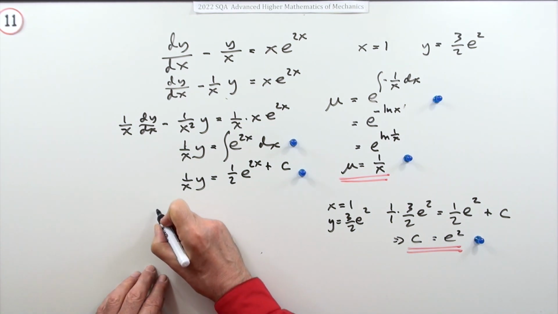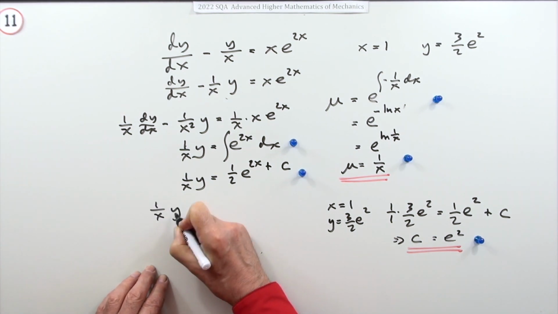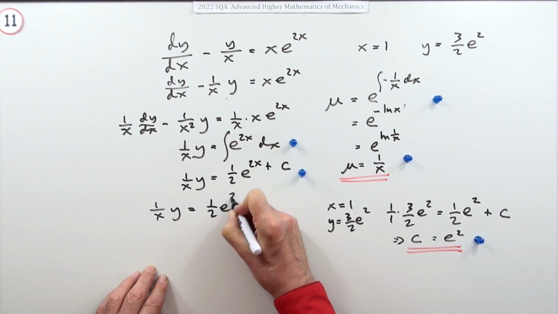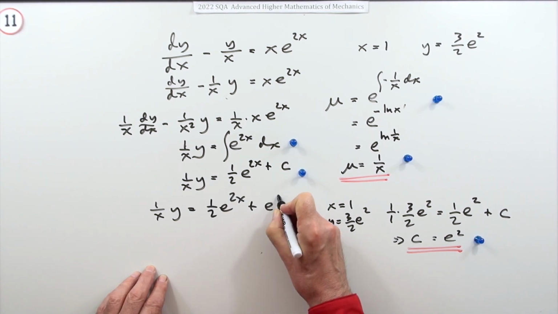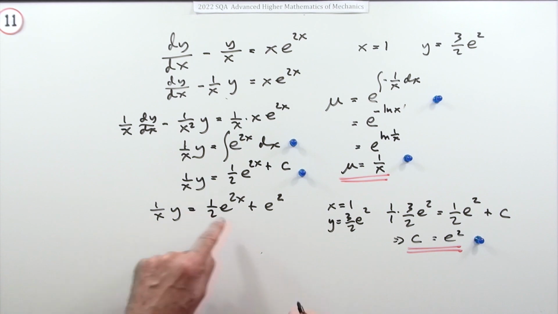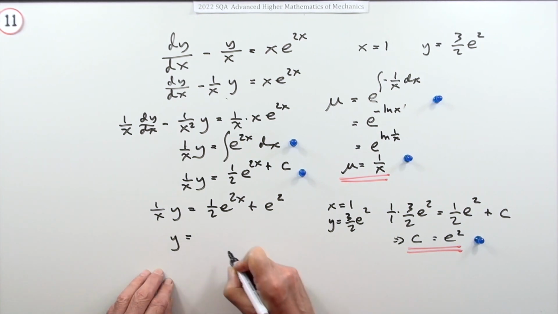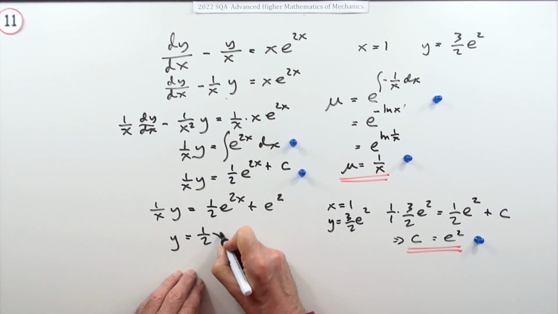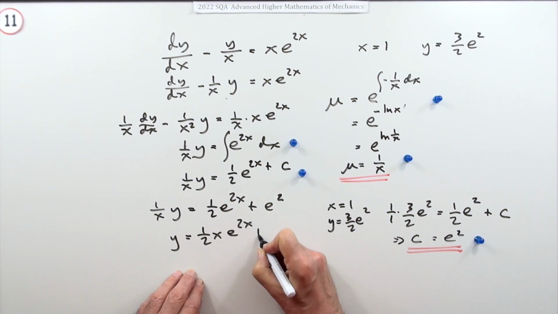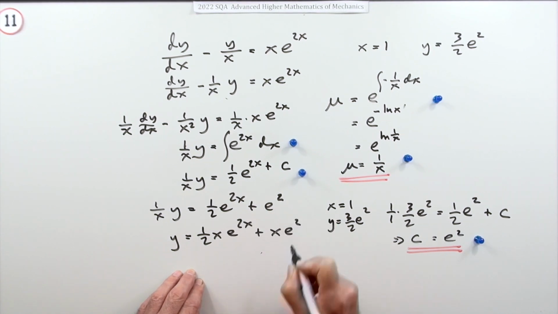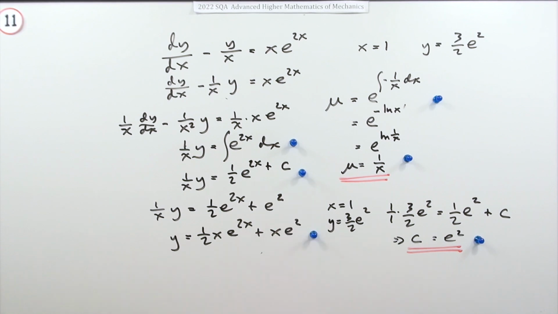Now you just pop it into this. 1 upon xy equals a half e to the 2x plus e squared. Take that x across and multiply, and you're there. Y equals a half x e to the 2x plus x e squared. Either way around you like.